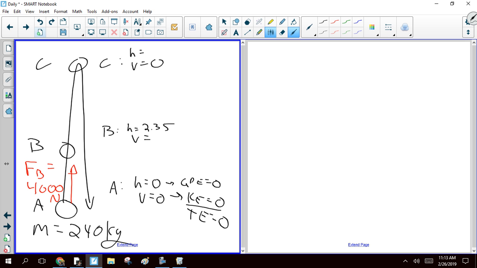All right, up here at point B, let's see. I know the height, so I can find my GPE. That gives you 5,000 something or other. 5527. Cool?